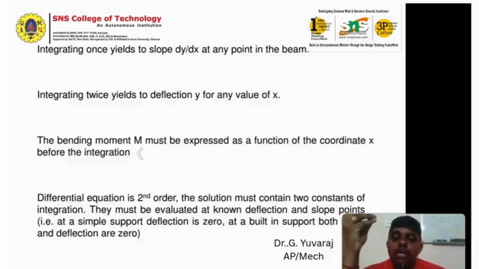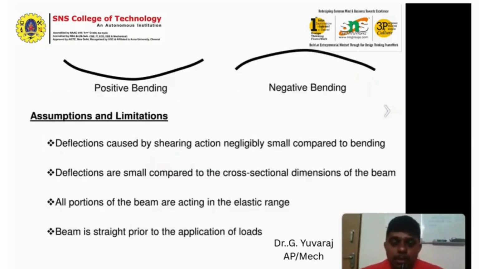They must be evaluated at the known deflection and slope points. If you are building a beam, this beam can vary with respect to the slope and the load. It can be deflected at different points. So that is why we have to analyze with the help of this slope moment equation. Okay, let me see this bending in detail.